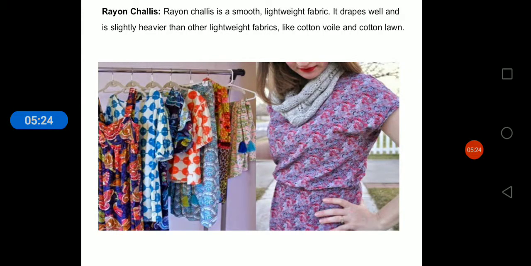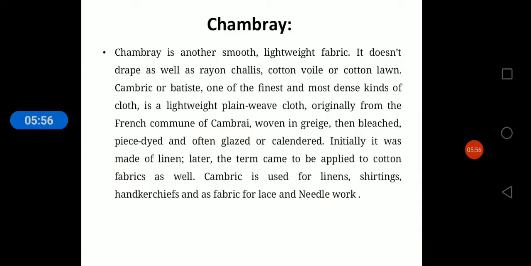Next, rayon challis. Rayon challis is a smooth, lightweight fabric. It drapes well and is slightly heavier than other lightweight fabrics like cotton voile and cotton lawn. These fabrics are very lightweight and comfortable for the body. This type of cloth can be worn in any country, in any season or atmospheric condition. It's very comfortable for the body.